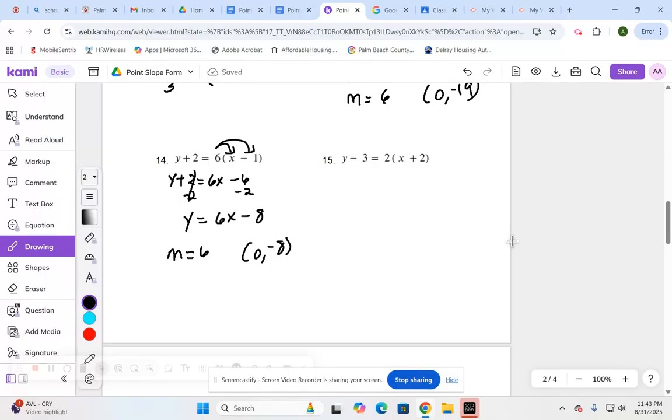All right, why don't you pause the video and try this one on your own and come back and check. Distribute. Add 3 to both sides to get all the numbers combined on one side. Okay, so then now that we have it in slope-intercept form, the slope is 2 and the y-intercept is 0, 7.